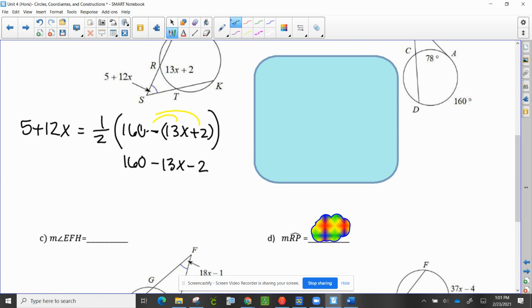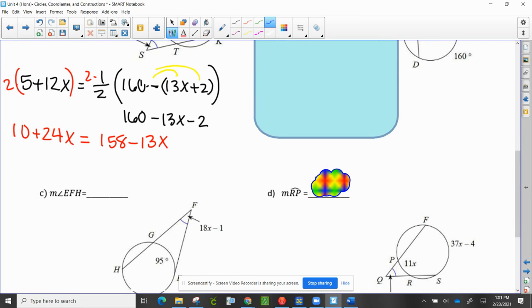So really, if I get rid of the 1/2, I'm going to multiply it on both sides. That's going to give me 10 plus 24x equal to 160 minus 2, which would be 158, minus 13x.